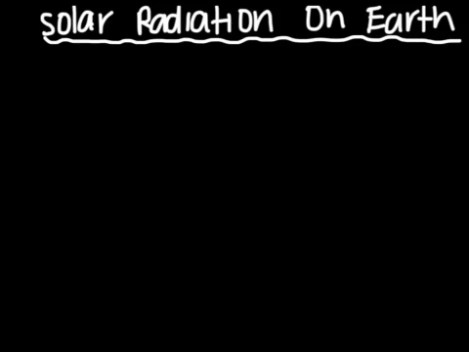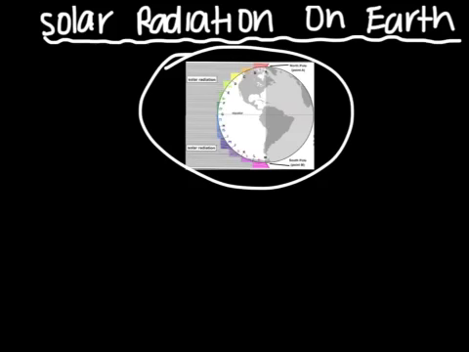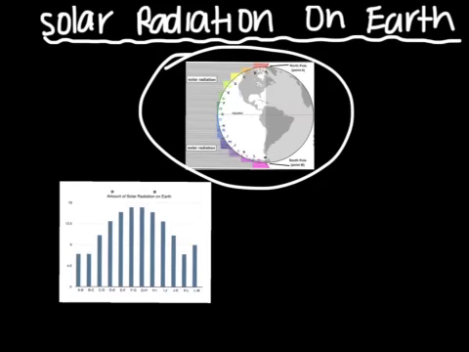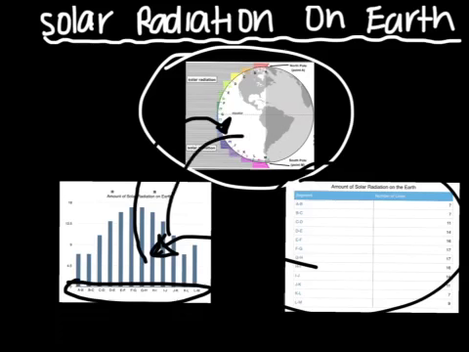Solar radiation on Earth. Solar radiation reaches the Earth in many different ways. This is the amount of solar radiation that reaches the Earth's sections. They correspond to the sections on Earth. Lastly, this is the table which corresponds to the graph and to the chart.